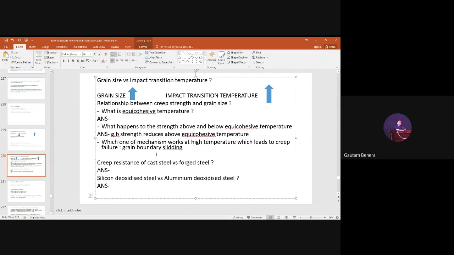Anyways, so what is the conclusion? Can you people tell me now? What is the conclusion between the size of the grain and creep strength?